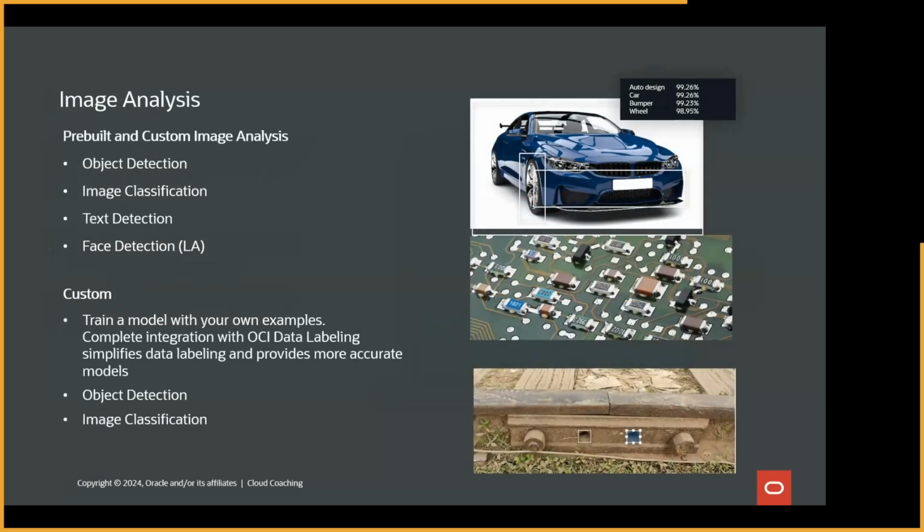So these are the list of pre-trained models available: object detection, image classification, text detection, and face detection. And these features have their own capabilities. So what is object detection? It detects the objects in an image. Definitely an image consists of different objects, right? So it will detect an object in an image.